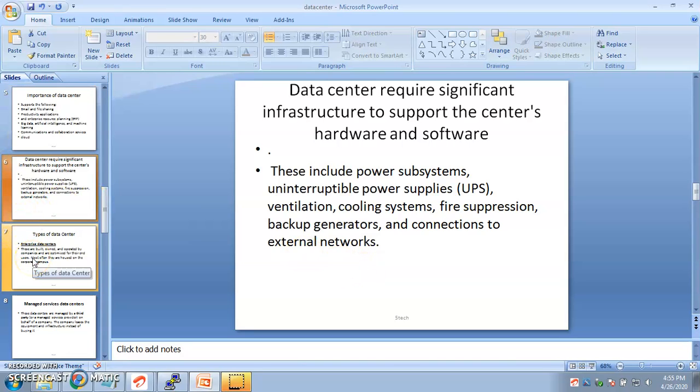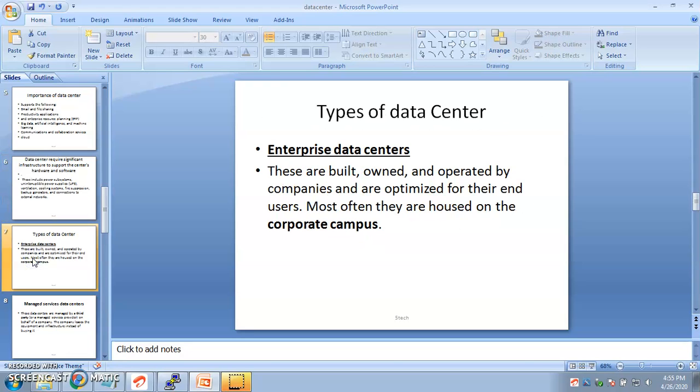Now, you must have heard about data centers. There are different data centers made for various purposes. For example, the types of data center. Let's talk about them. First, enterprise data centers. These are built, owned, operated, and optimized for their end user.